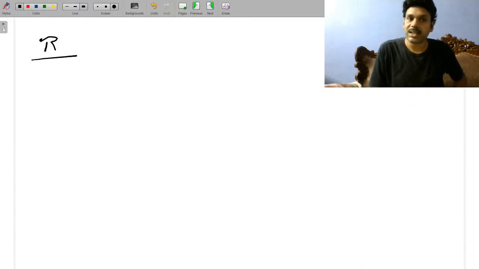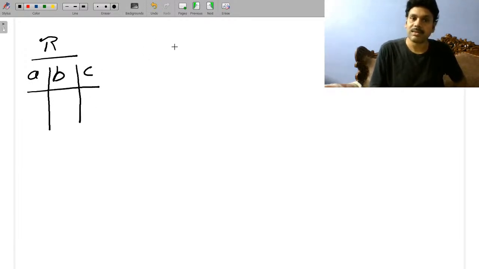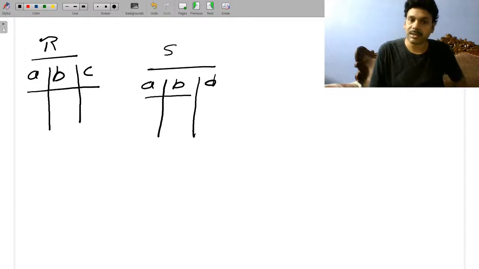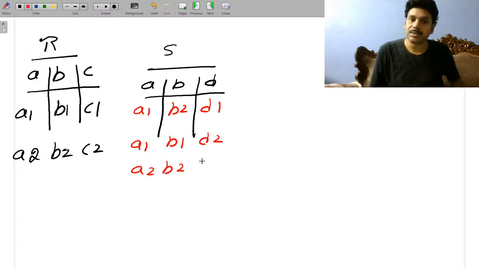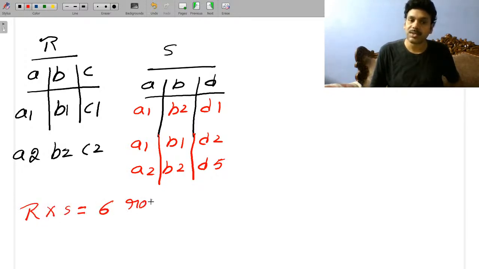Now I'm saying the next example like this. I say there is an R which consists of ABC here. There is an S which consists of ABD here. I am giving some data tuples here: A1, B1, C1 and A2, B2, C2. Here I am writing A1, B2, D1 and A1, B1, D2 and A2, B2, D5. Now, if I am asking you, what is your R cross S? Your answer is 6 rows. If I am asking, what is R natural join S?